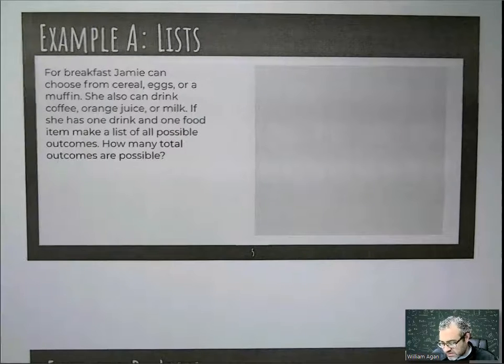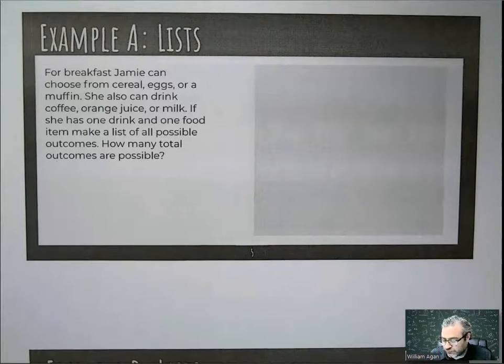So if we read this, it says, for breakfast, Jamie can choose from cereal, eggs, or a muffin. She can also drink coffee, orange juice, or milk. If she has one drink and one food item, make a list of all the possible outcomes. How many total possible outcomes are there?